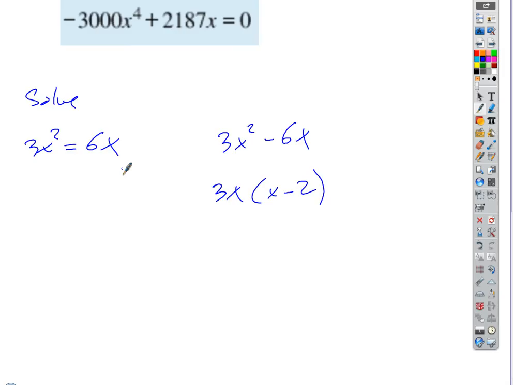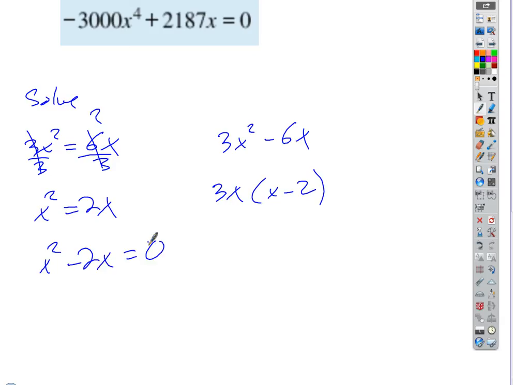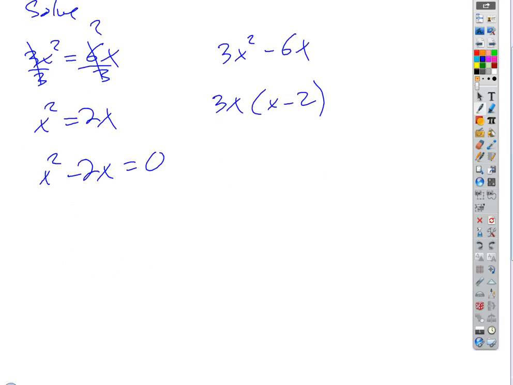Because now I'm not factoring just for practice anymore. Now I just want to get the values. Dividing both sides by 3 doesn't change anything, right? It doesn't change my answers. So I'm going to get x squared equals 2x. I could then make it x squared minus 2x equals 0. And now I could factor out an x and get that, right?